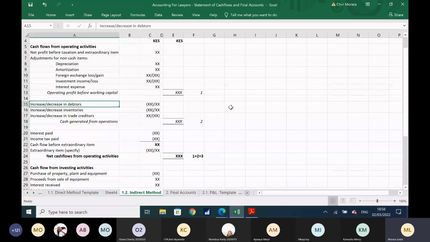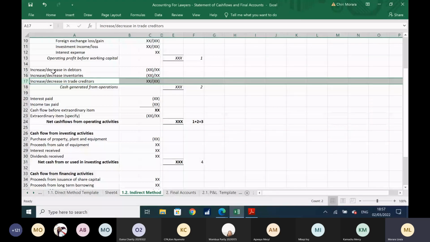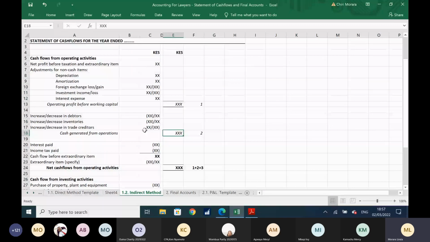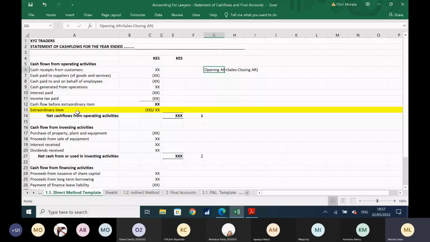The same goes for your inventories. The same goes for your trade creditors. So once you finish adjusting for that, that is how you get your cash generated from operations, which is cash flows from operating activities. And then your cash flows from investing and financing activities remain the same as in the direct method. So what changes really between these two methods is how you arrive at your cash flows from operating activities.